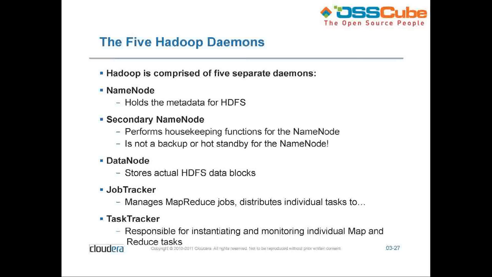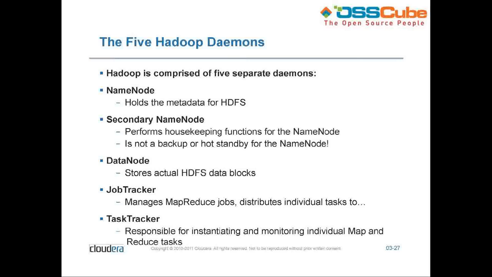Then we have the data node. This is a slave node where all the actual data sits. Then we have the job tracker. The job tracker is a master node, and it keeps track of all the MapReduce jobs running on your cluster. If you create a new job that you want to run on your cluster, you submit that job to the job tracker. The job tracker then keeps track of all the jobs running, their status, and all of these sorts of things.